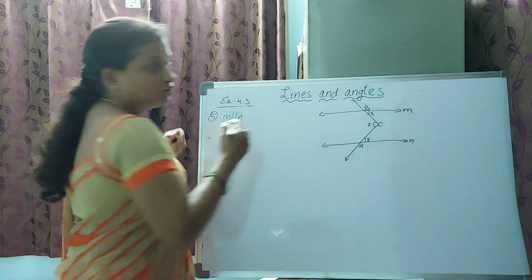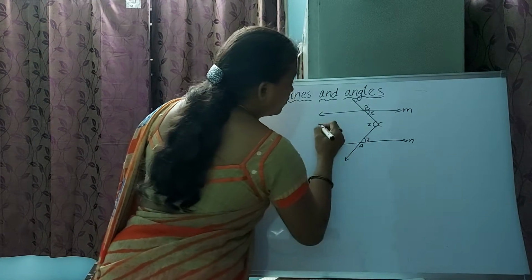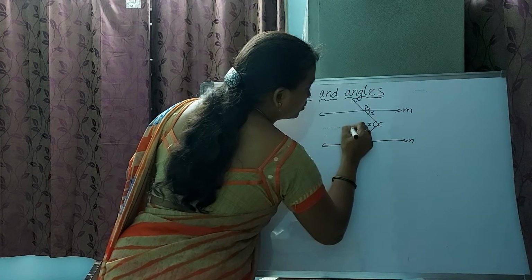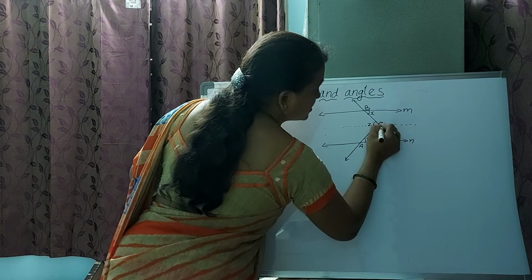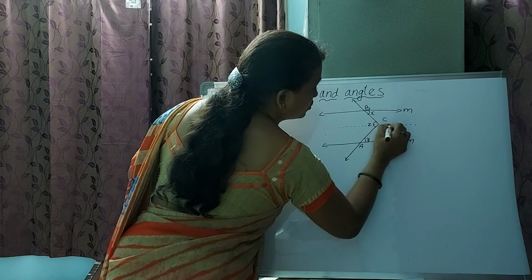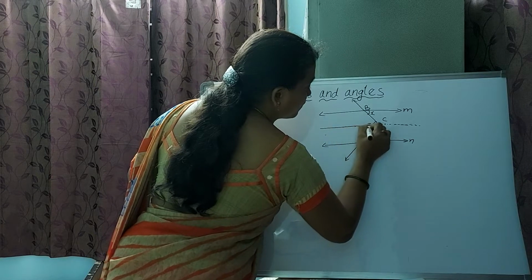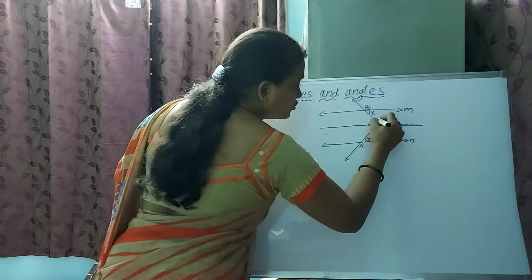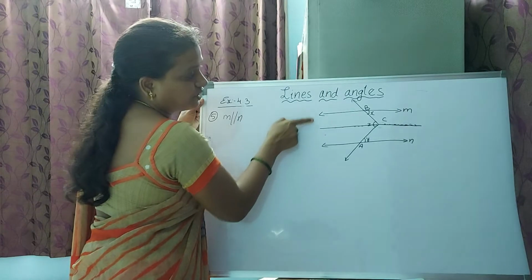Now what you will do, I'll just draw a line parallel to m and n. One more parallel line that goes exactly through C. This is point C, no? It goes through point C. That means it exactly divides the angle.